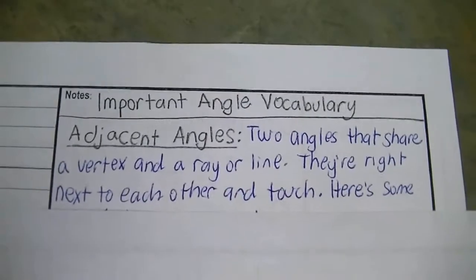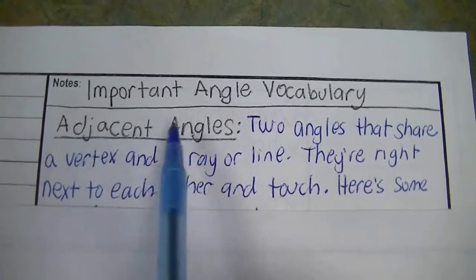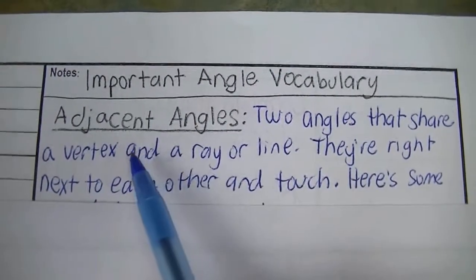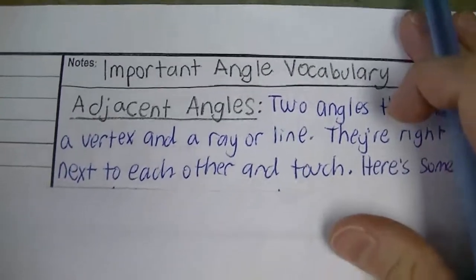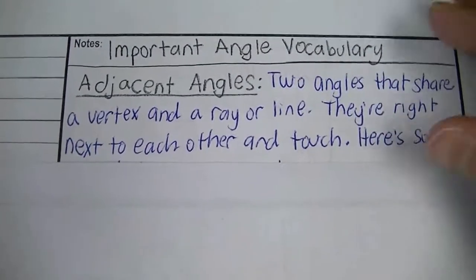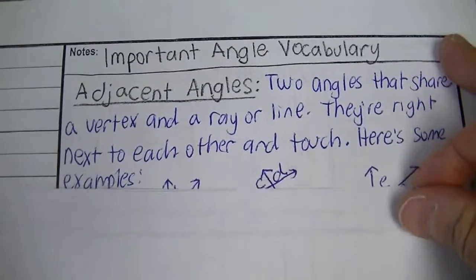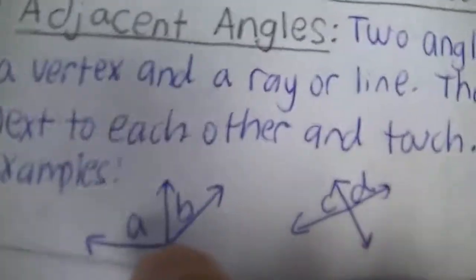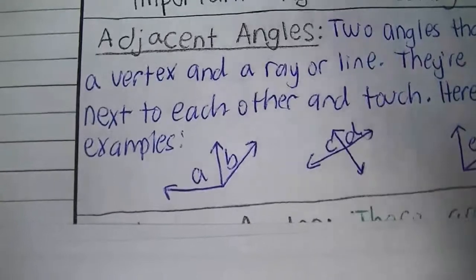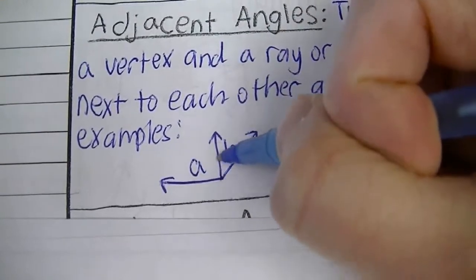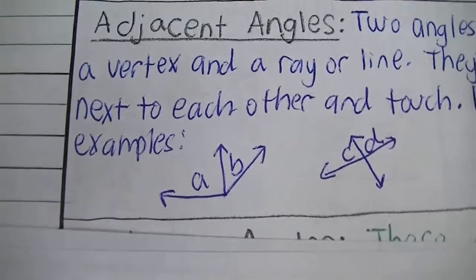Okay, so the next part of our notes I want you to know is the definition of adjacent angles. Those are two angles that share a vertex and a ray or line. They're right next to each other and touch. Here are some examples of adjacent angles. Adjacent just means they're right next to each other. They touch, okay? See how angles A and B share this vertex and they share this ray right there, and they're touching. That just means they're adjacent. They're right next to each other.